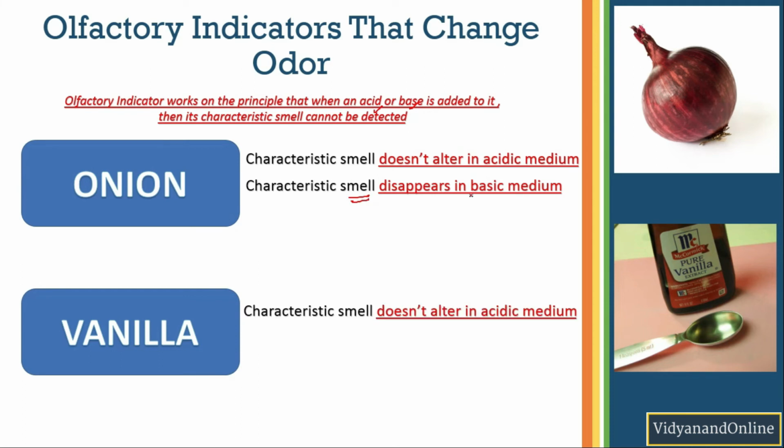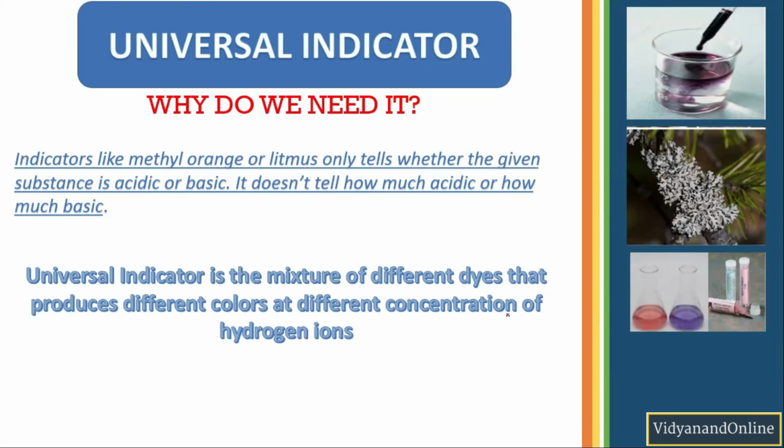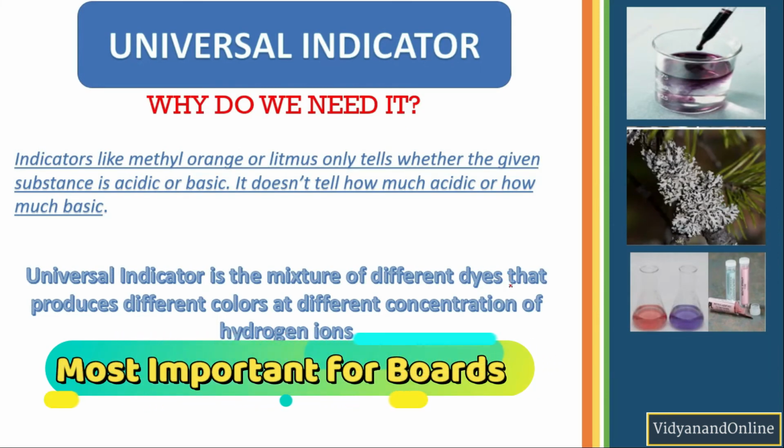The same goes for vanilla also. Vanilla's sweet smell is not altered in acidic medium. However, if you put this vanilla essence into a basic medium, then its sweet smell disappears, confirming that the medium was a basic medium. Now let us talk about one of the most important indicators, which is the universal indicator.